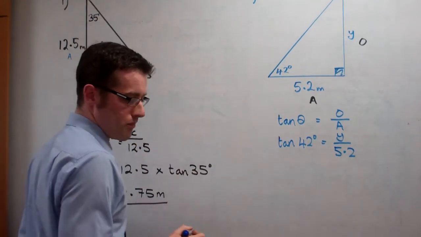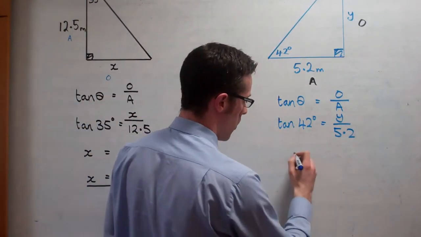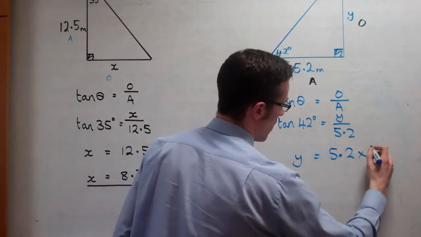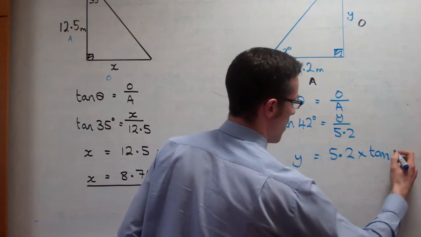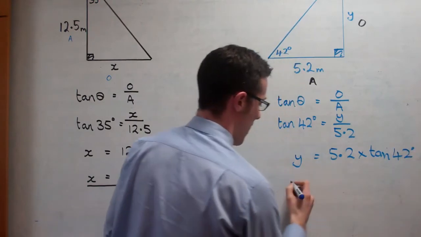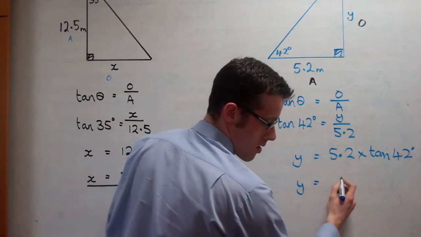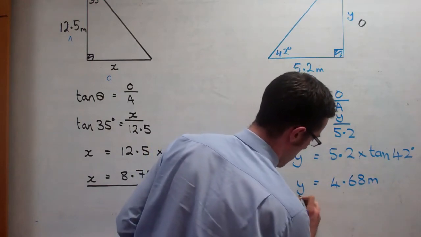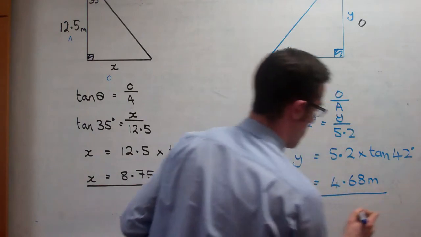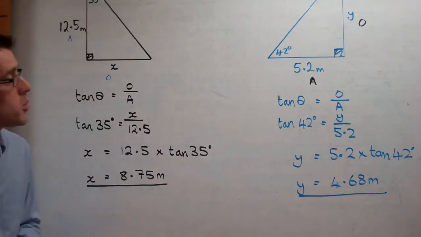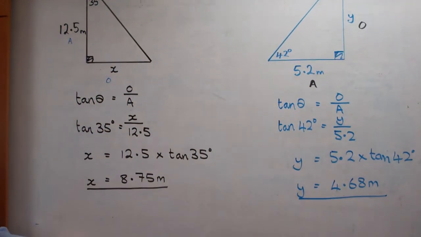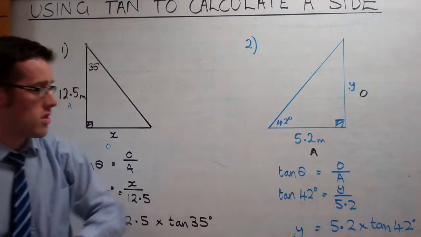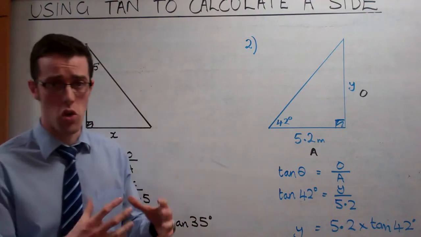Okay, and again, all we're going to be doing to work out Y is 5.2 times tan 42. And that gives us 4.68 metres. Now, that's how you do 2 of those examples to work out the length of a side using tan and using an opposite and adjacent side, which tan is the ratio for.